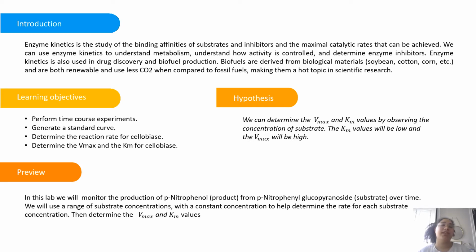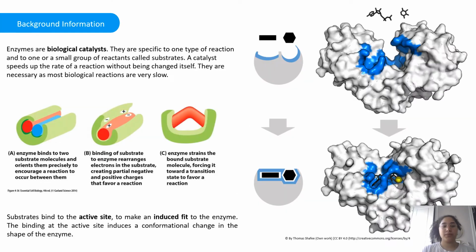I believed that the cellulose and the cellulase would give a high Vmax and a low Km value. Just a little preview of the lab: we're going to be talking about the enzyme cellulase, and we're going to be studying the reaction rates of this enzyme. So, background information: what is an enzyme?